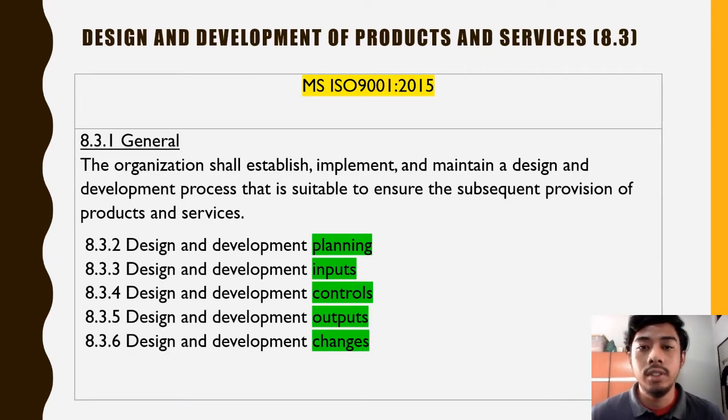For 8.3 in ISO 9001, which is the design and development of products and services. So the general, which is the terms and definition: the organization shall establish, implement, and maintain a design and development process that is suitable to ensure the subsequent provision of products and services. So basically, this subclause discusses design and development, containing planning, inputs, controls, outputs, and changes in subclauses 8.3.2 until 8.3.6.